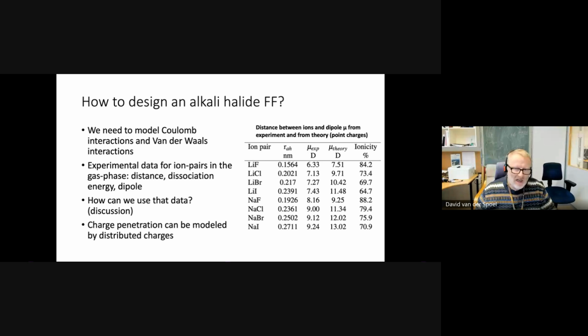Yes, absolutely. In this particular paper, we tested four different van der Waals interactions. I will come to that in a couple of slides and also in the second half of the presentation.